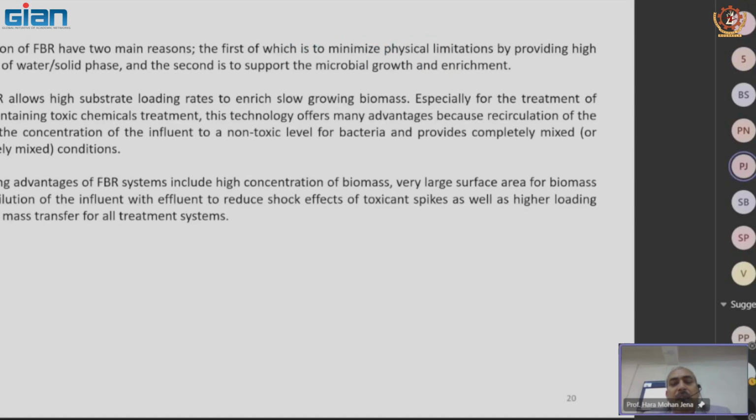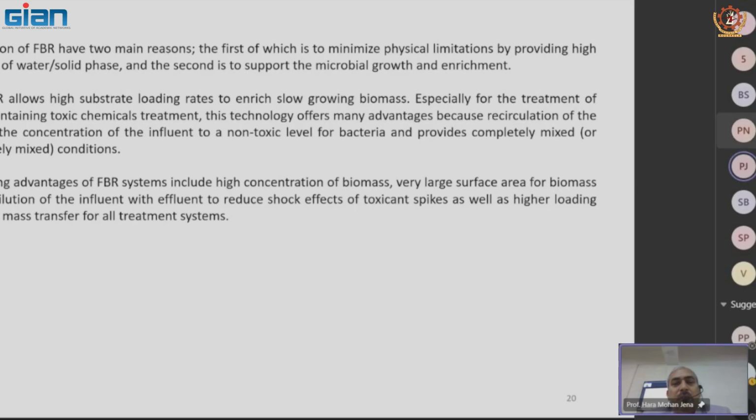Wide application of the fluidized bed reactor has two main reasons. The first is to minimize the physical limitations by providing a high degree of mixing of water and solid phase, and the second is to support microbial growth and enrichment. Therefore, the fluidized bed reactor allows high substrate loading rates to enrich slow growing biomass, especially for the treatment of wastewater containing toxic chemicals.